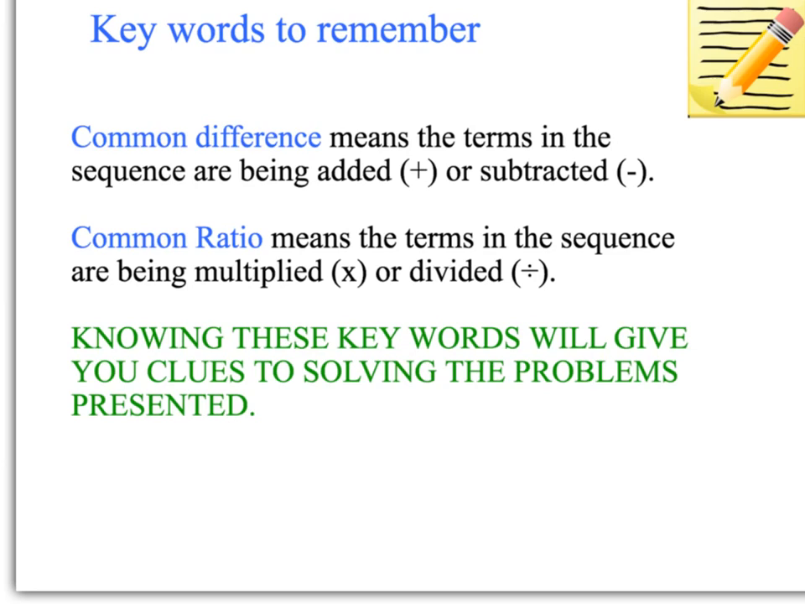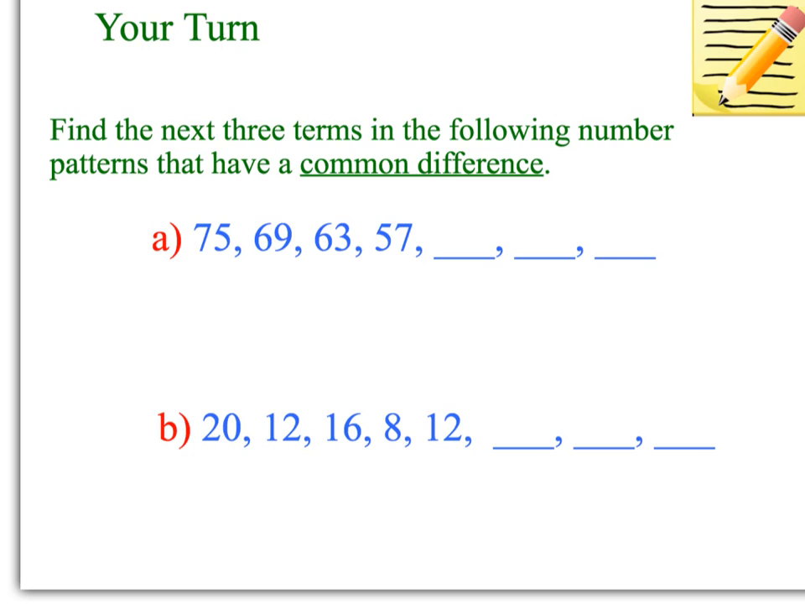If you're finding the common ratio, that means that the terms in the sequence or the numbers in the sequence are being multiplied or divided. Okay, so common ratio: multiply, divide. Common difference: addition, subtraction. Important for you to remember that.